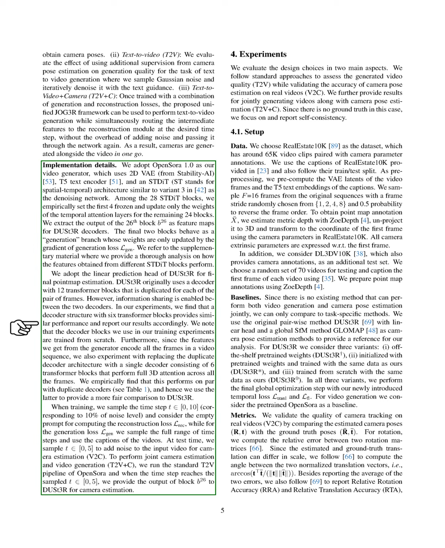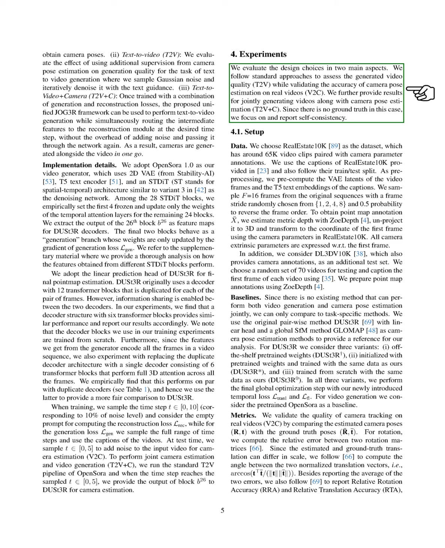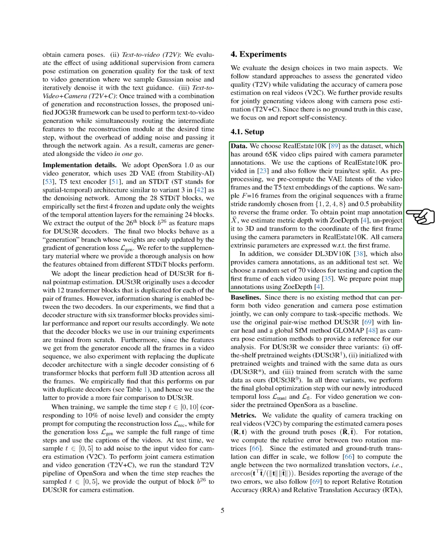Section: Experiments. In this section, we evaluate our design choices in 2 key areas. We use standard methods to assess the quality of the generated videos and validate the accuracy of camera pose estimation on real videos. Additionally, we present results for generating videos alongside camera pose estimation, focusing on self-consistency since there is no ground truth available. For our setup, we select the Real Estate 10K dataset, which contains about 65,000 video clips with camera parameter annotations. We utilize the provided captions and adhere to their train-test split.